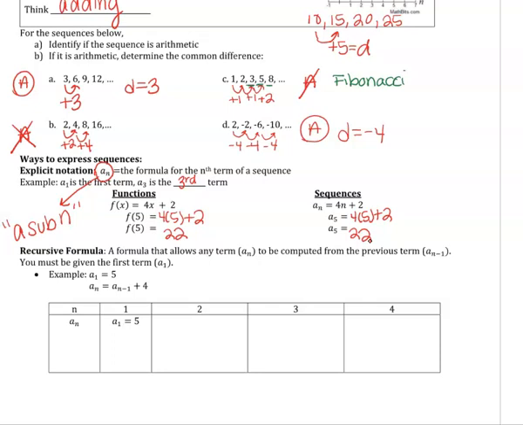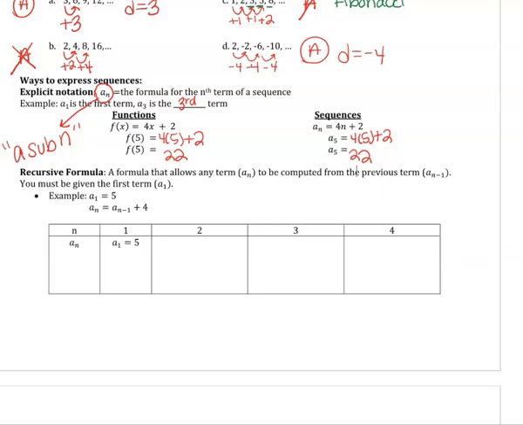So the fifth term is 22. Okay, now explicit formulas are great, because if I want to find out the 78th term, I would just plug in 78 for n and it would spit it out for me. This is different than something called a recursive formula, which is a formula that is based on being computed from the previous term. So a sub n represents any term, but a sub n minus 1 is your previous term.